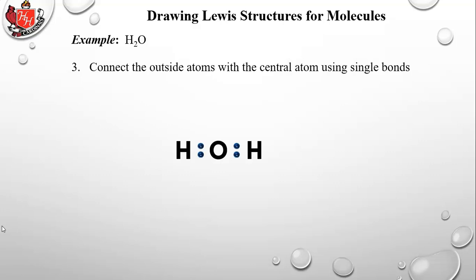Okay, connect the outside atoms with the central atom using single bonds. So there we did that. We connected the oxygen with the hydrogen on the left and with the hydrogen on the right. So now we've used 4 out of the 8 electrons.